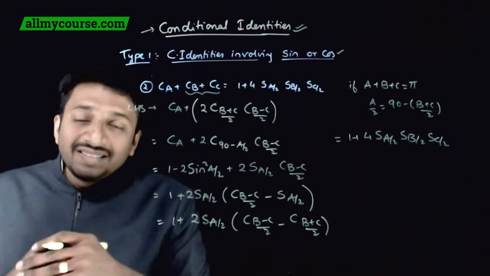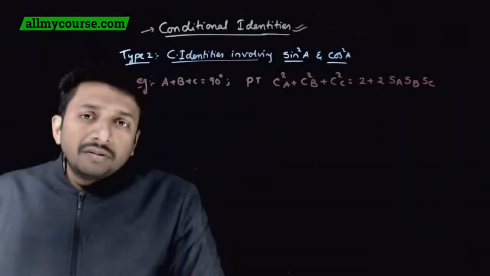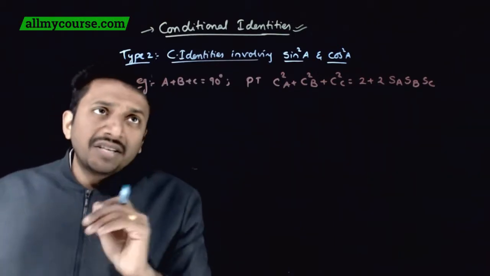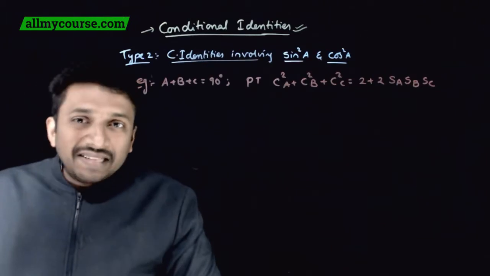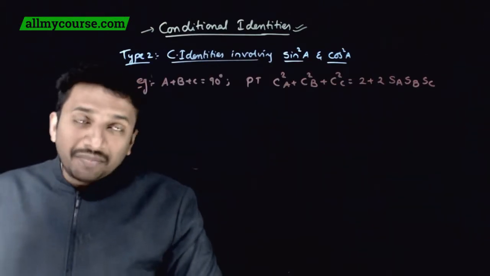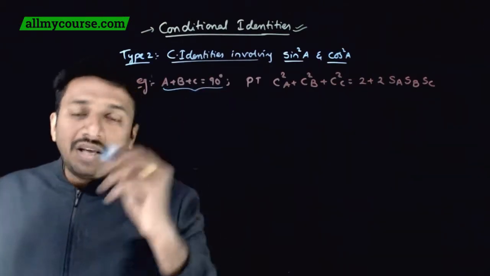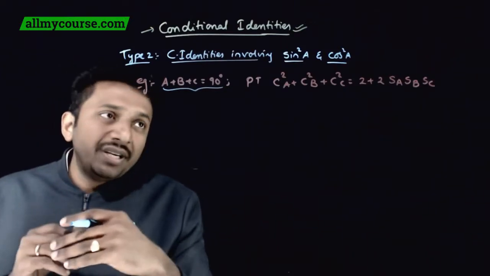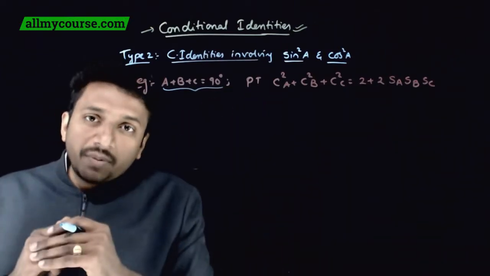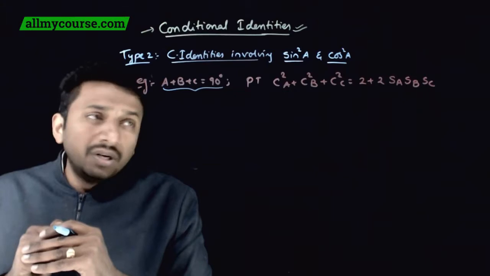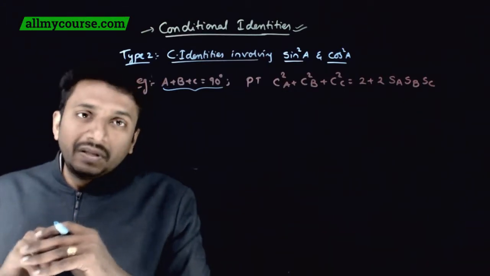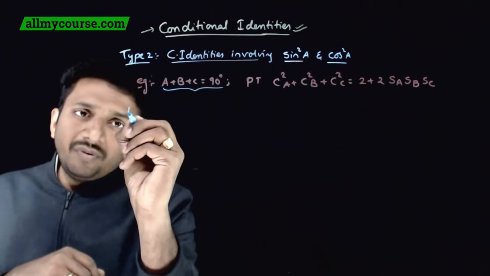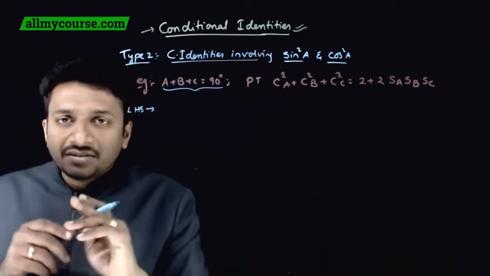Now let us go to the second type of questions. The second type are conditional identities involving squares of sine and cos, the sine square and cos square. For example, if a plus b plus c is equal to 90 degrees, you are asked to prove that cos square a plus cos square b plus cos square c is equal to 2 plus 2 sine a sine b sine c. So how do we prove this? Let us start from the LHS.